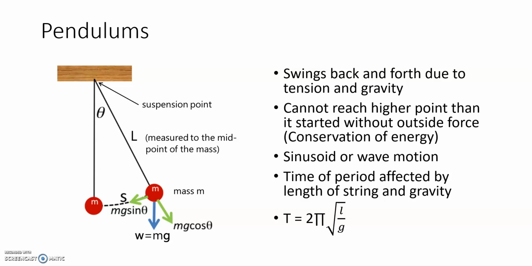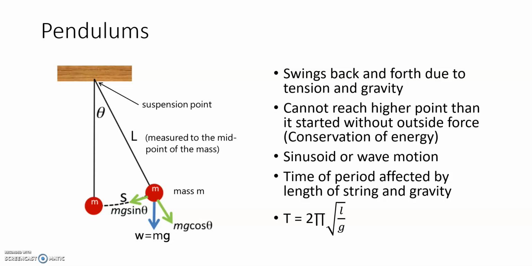We could do some deriving of the equation to get this equation down below. Instead, we'll just give it to you from the formula sheet. That way you don't have to do any differential equations or anything like that. But time of period is affected by both the length of string and gravity. Typically we're on Earth, so most of the time we know gravity is 9.8.